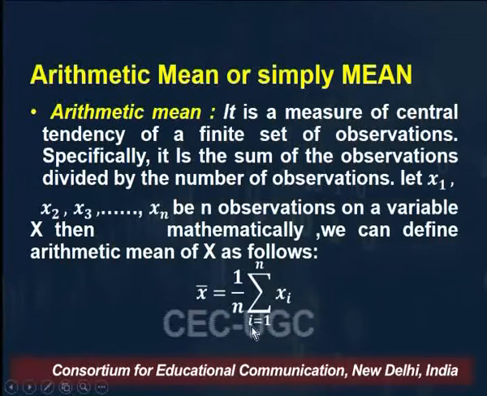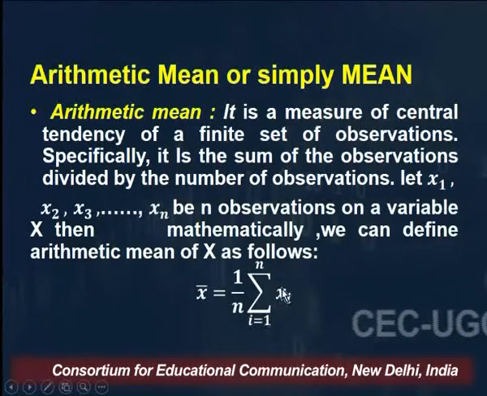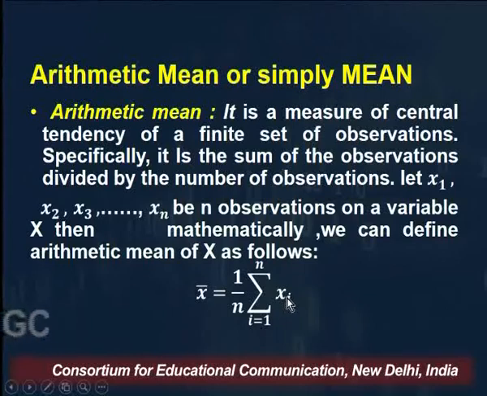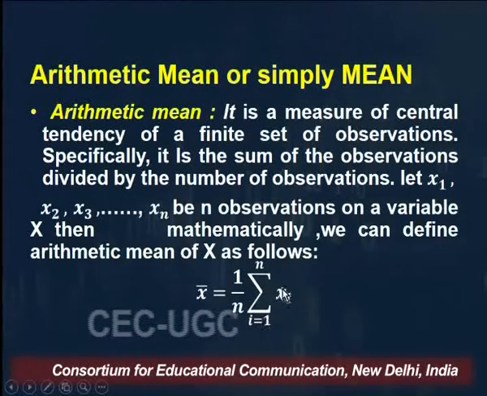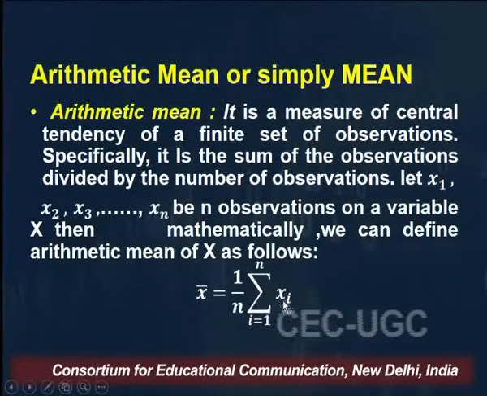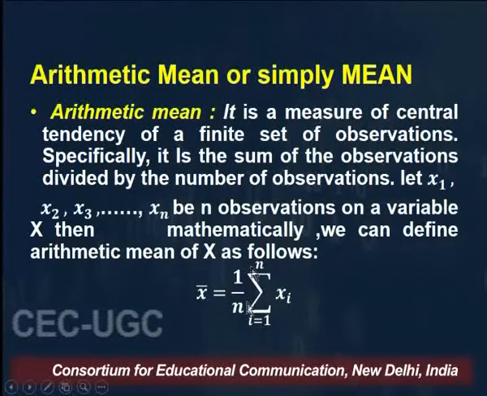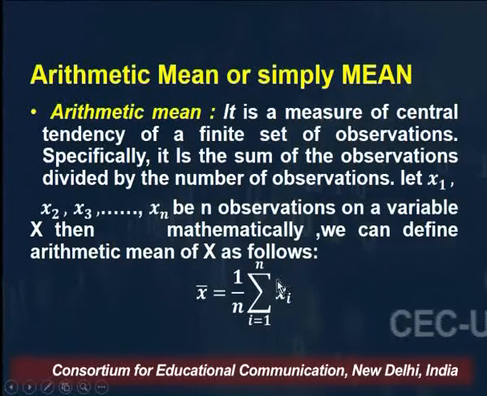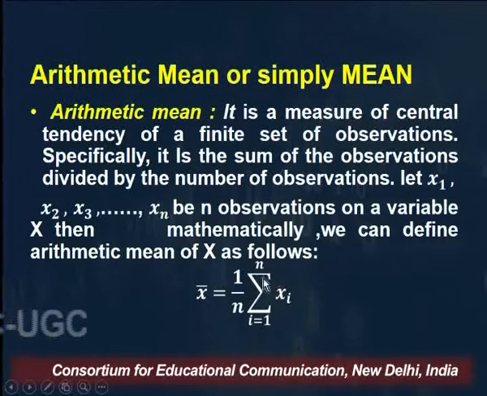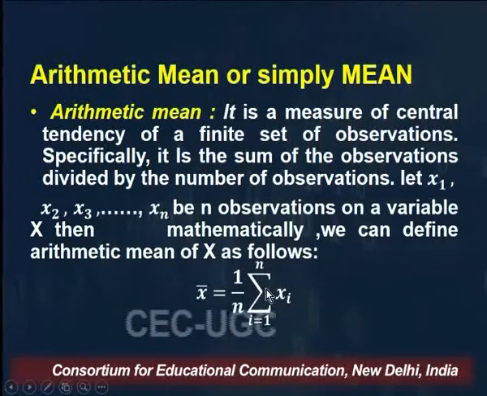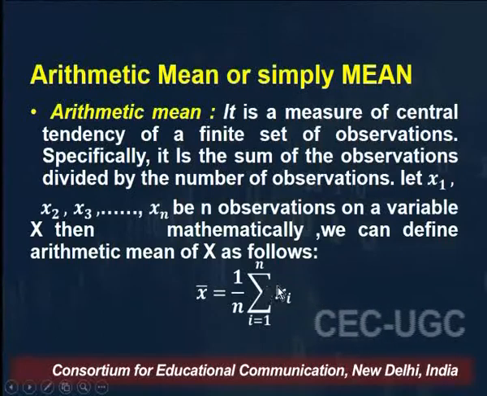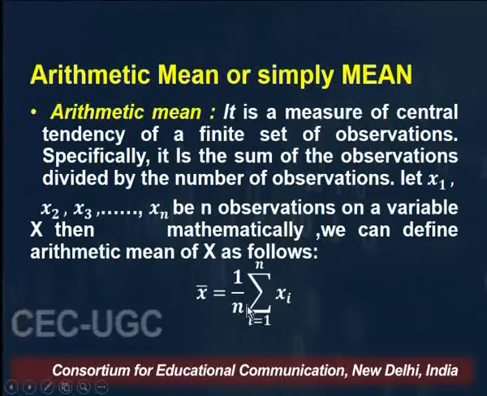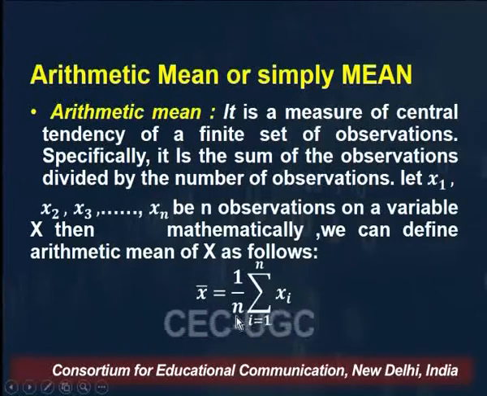So, that means first I will start with the value of i as 1. Then my x will become x1. Then plus, i will become 2, x2 plus x3 plus x4 and so on plus xn. So this summation xi, i going from 1 to n, is equal to x1 plus x2 plus x3 plus so on plus xn. And this will represent the sum of all the n observations. And then we have to always divide it by the total number of observations, which is small n.